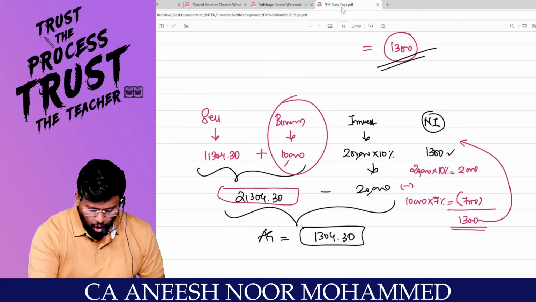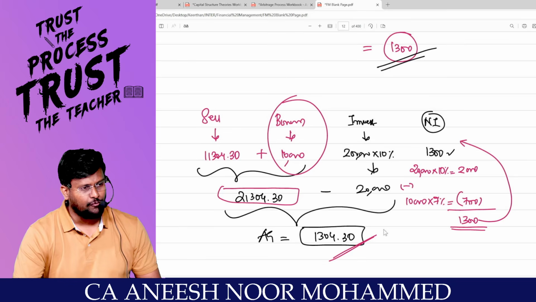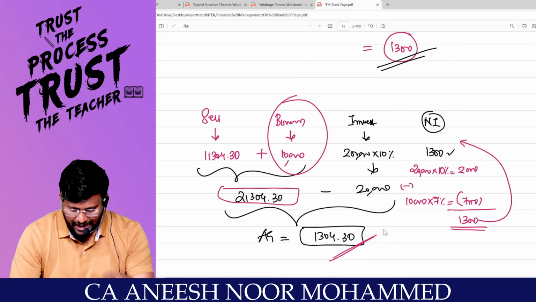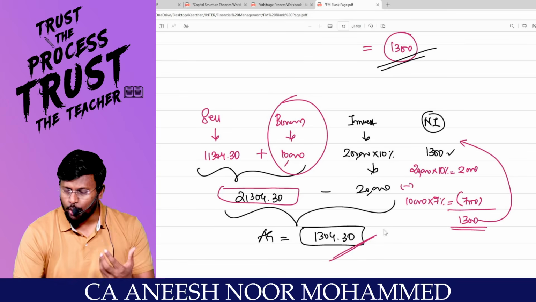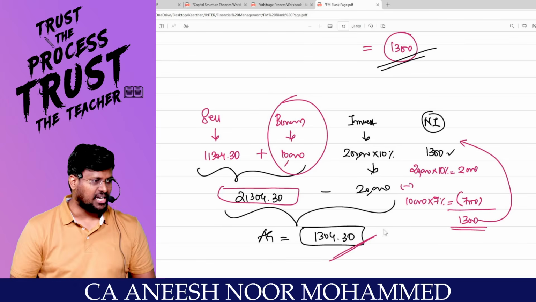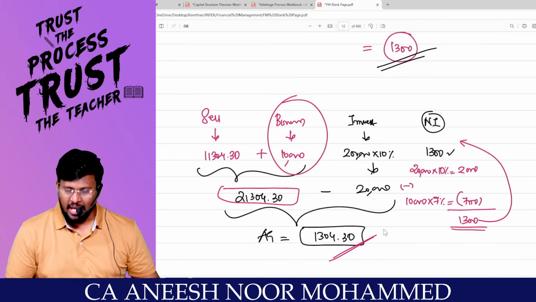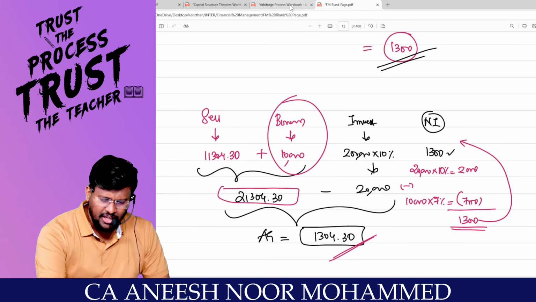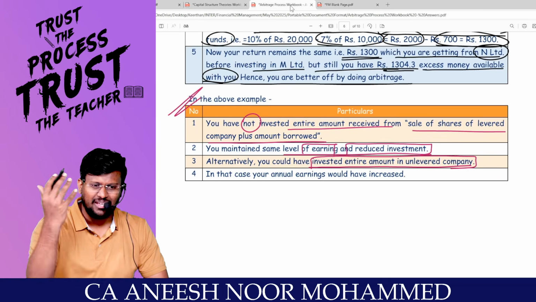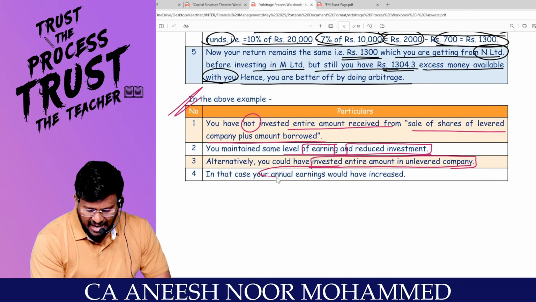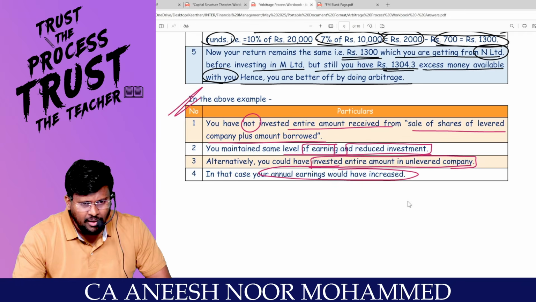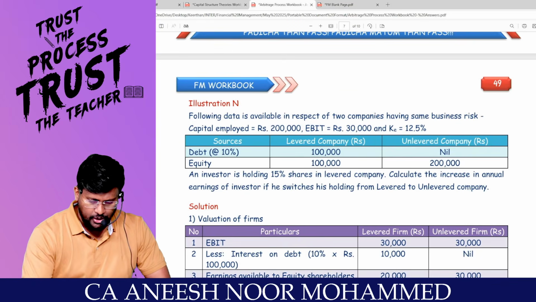Sir, instead of keeping this 1,304.3 as idle in your hand, if there is no good projects with you as an investor, you can park even this money also in the unlevered firm and you can enjoy KE there. Then automatically you will be having higher return. Correct? In that case, annual earnings would have been higher. I'm moving into illustration number 2.